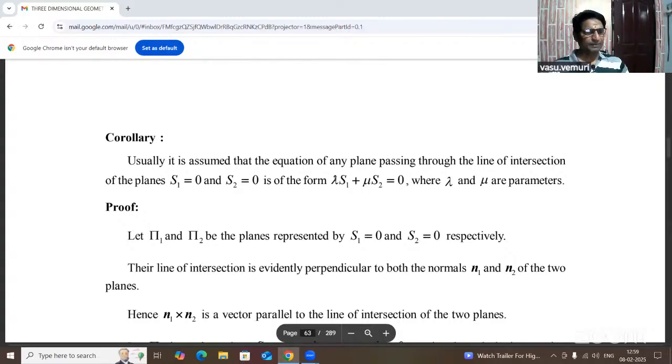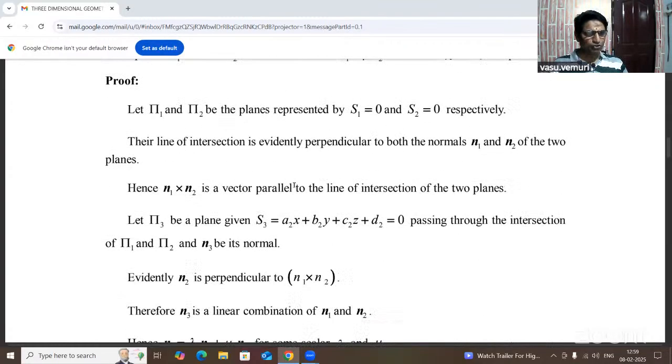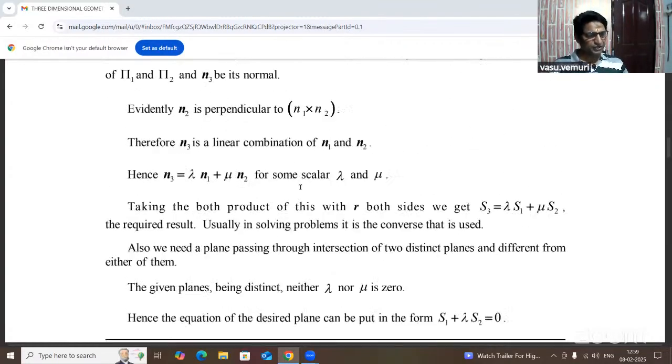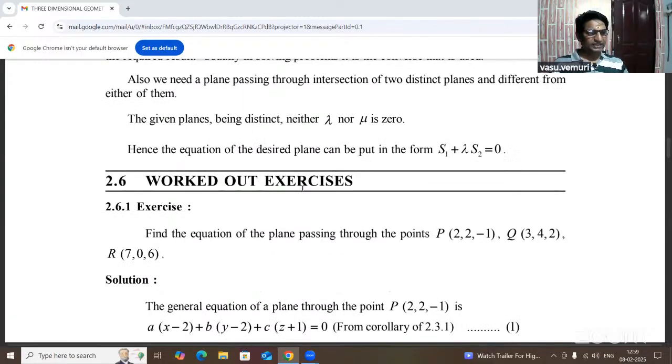The intersection of the planes. There are two planes given. Suppose the first plane is P1, S1 equal to 0, and the second plane is P2, S2 equal to 0. What is the intersection of the planes? S1 plus lambda S2 equal to 0. That is a simple expression. Okay, just see this one: S1 plus lambda S2 equal to 0.